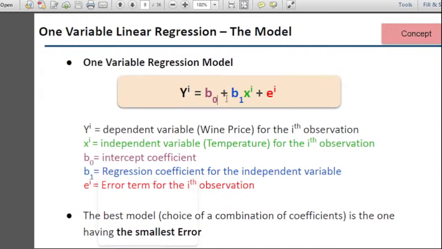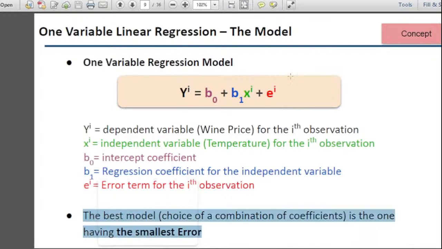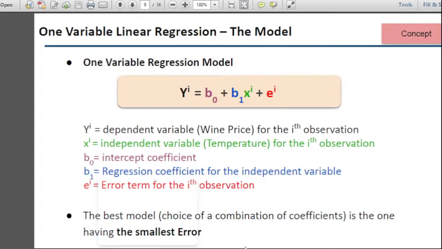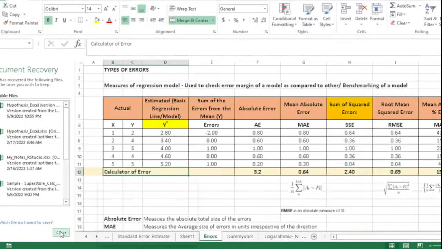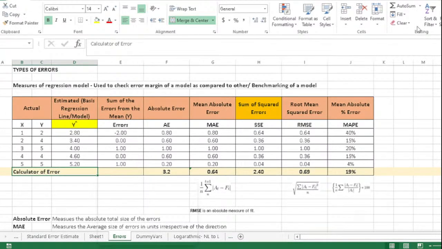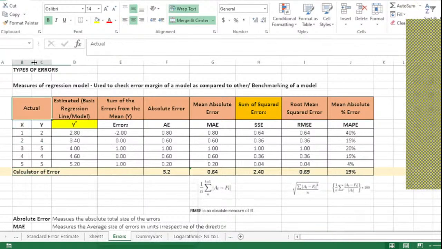So whenever we write a regression equation, we add this term e. E is the error of the ith term, and the best model is the one that has the smallest error. Let's understand the different types of errors we have. Let's say I have this x variable and y variable. This is my x variable, this is my y variable.